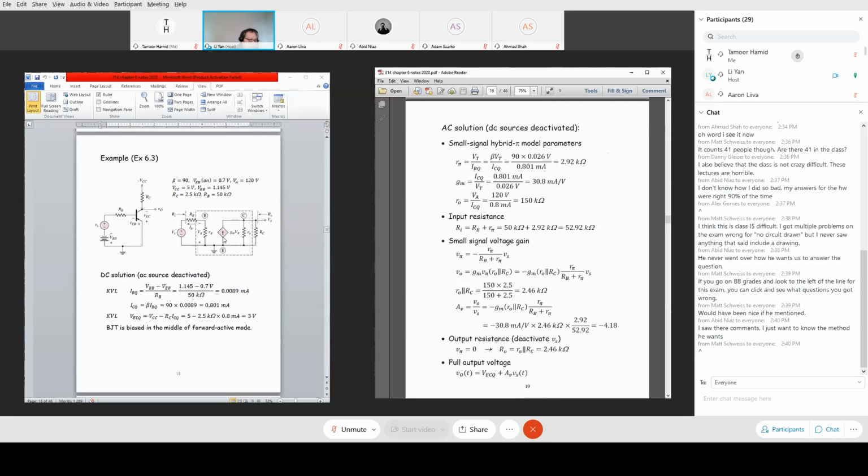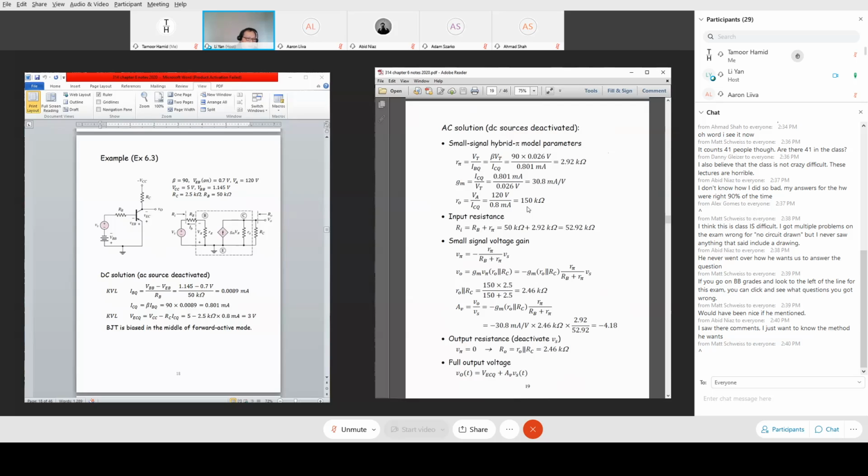How about the dependent current source direction? It just follows this arrow. This arrow says the current flows from the emitter to the collector. So the dependent current source is pointing upwards. That's how we simplify the full circuit to the AC equivalent circuit.